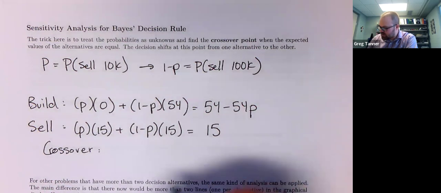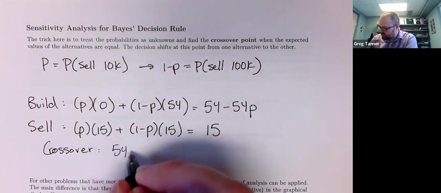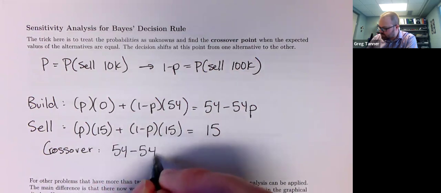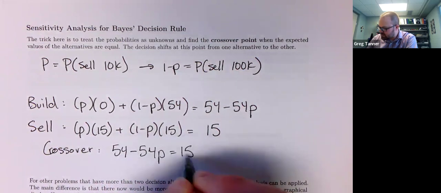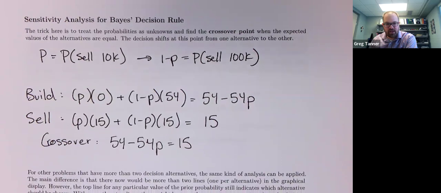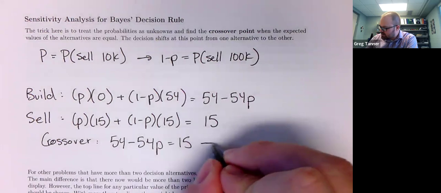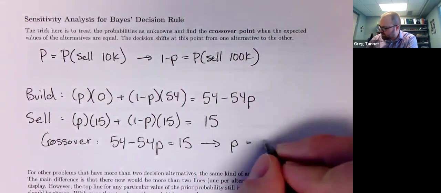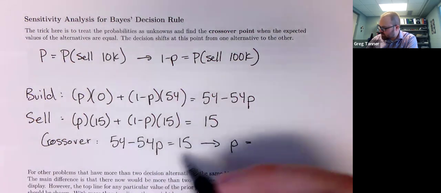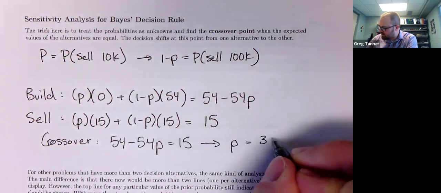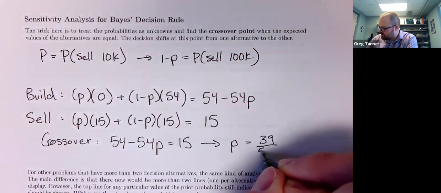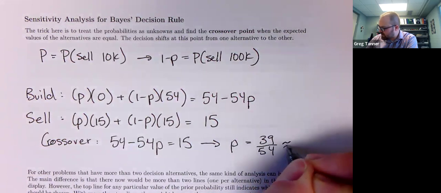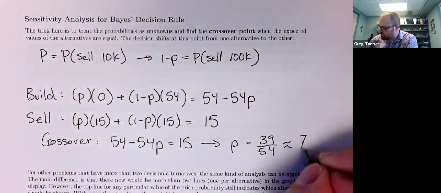Our crossover is going to happen when 54 minus 54P equals 15. If we do the algebra and move everything around, this will come out to happening when P equals (54 minus 15), which is 39, divided by 54. And so that's about 72%.